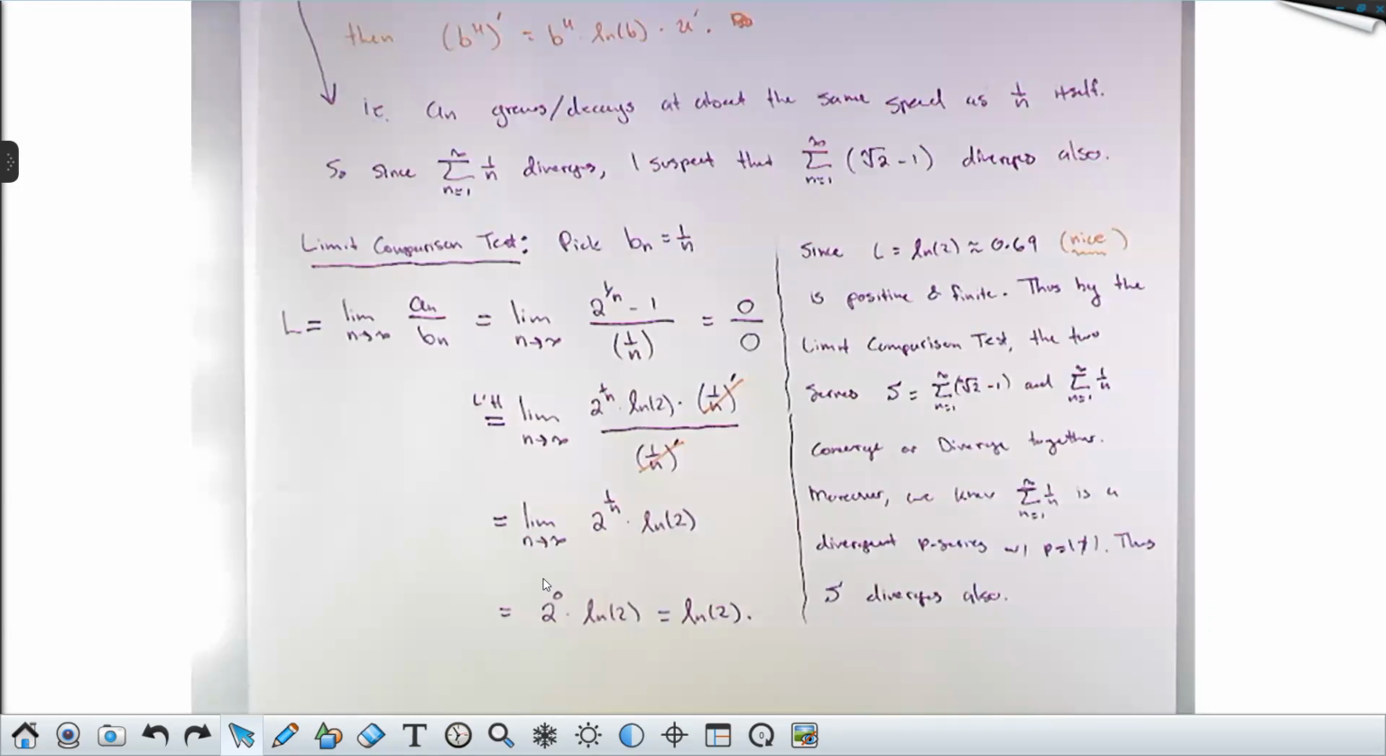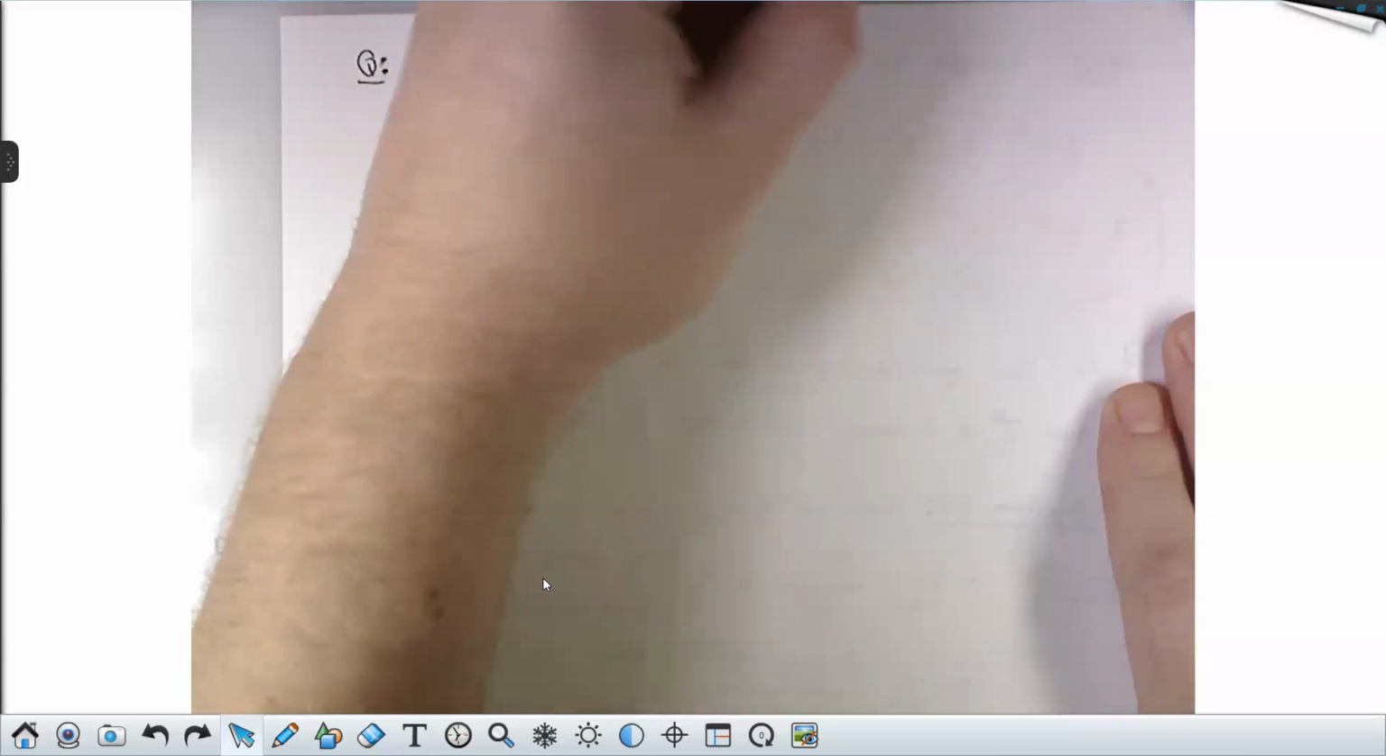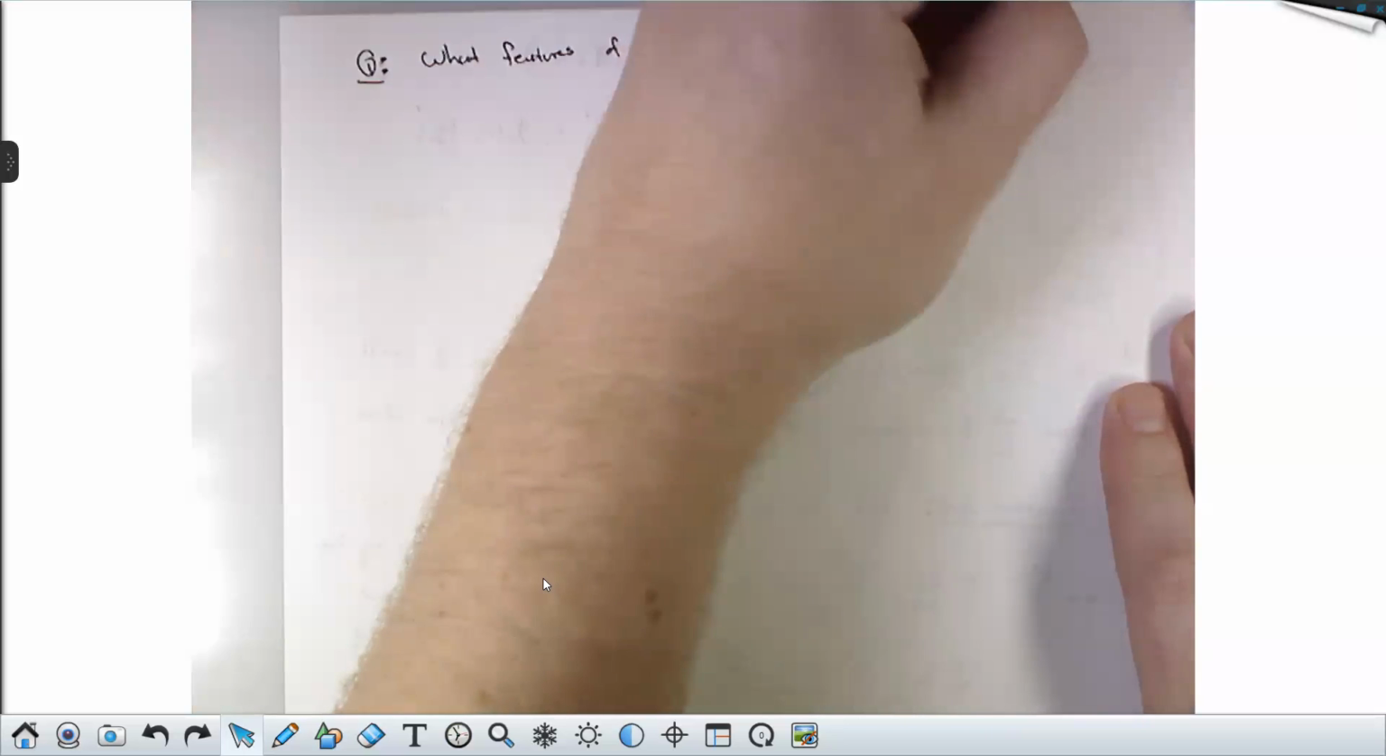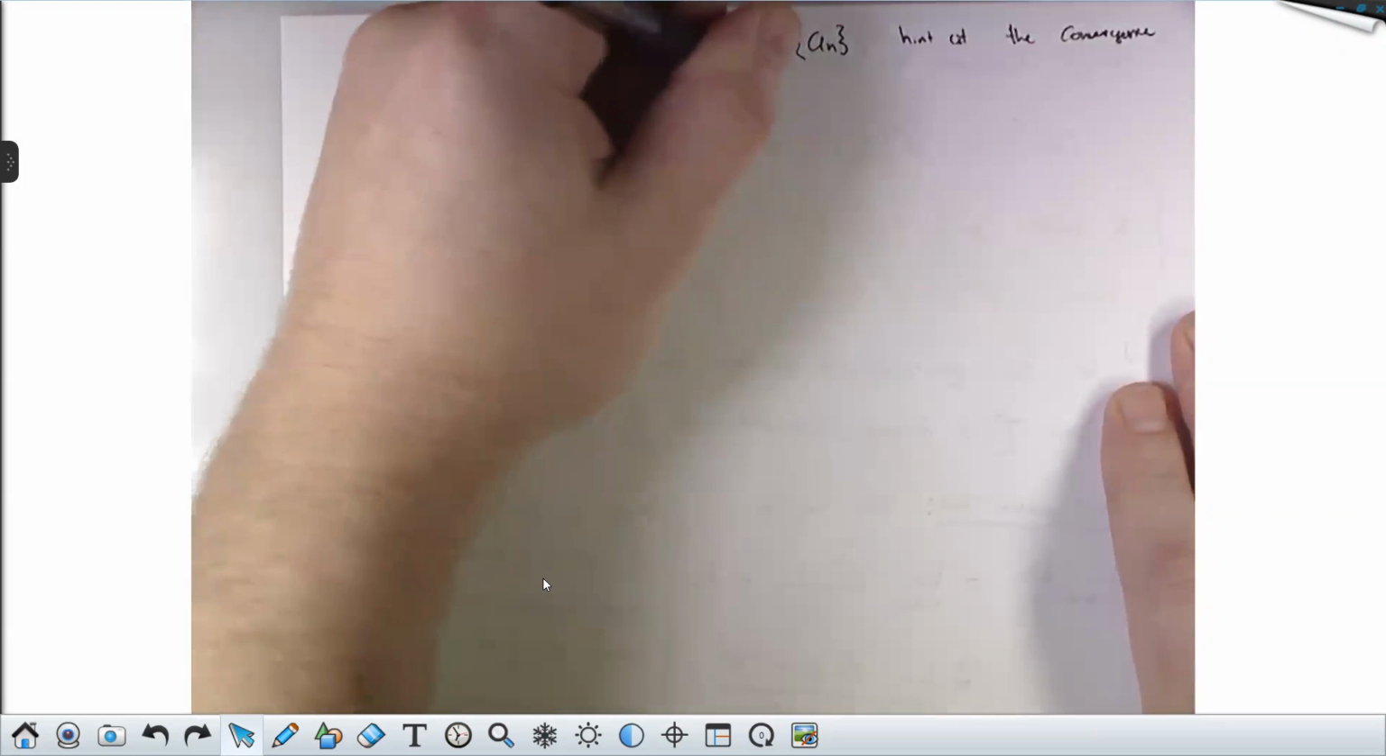All right. This is a pretty nice lead-in to the other thing I wanted to talk about here, which is the intuition behind convergence and growth rates. So let me share with you some things that I have found helpful. Any question? What features of the sequence a_n hint at convergence or divergence of the series sigma a_n from wherever to infinity?